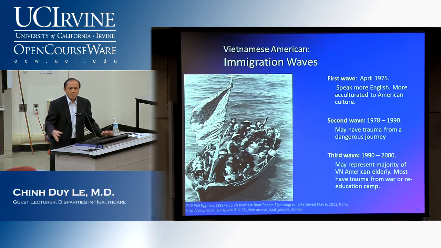So why do we have more than 1.5 million Vietnamese in America now? There's mainly three big waves of Vietnamese immigrants to America, started back in 1975. Before 1975, Vietnam was divided by two, North Vietnam and South Vietnam. North Vietnam under communism, and then South Vietnam under Republic Vietnam.